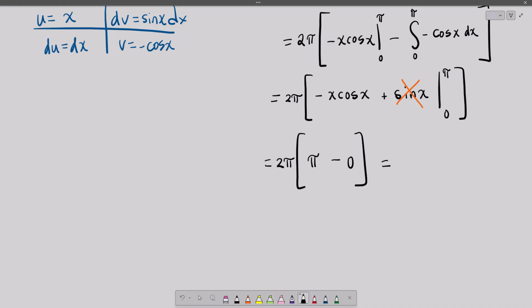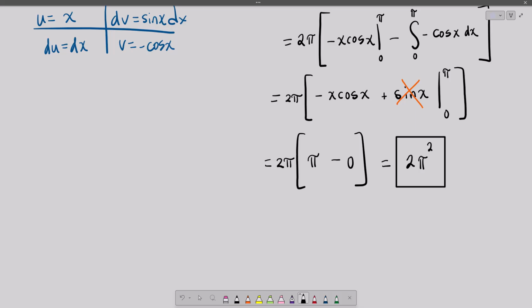And then pi goes in here. Cosine of pi is negative 1, so that makes it positive pi. And then we subtract off what we get when we plug in 0. So it's going to be minus and minus, but it doesn't really matter because it's all 0. So here is our volume: 2 pi squared.